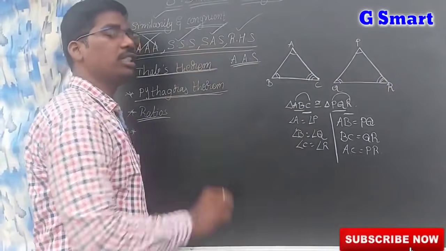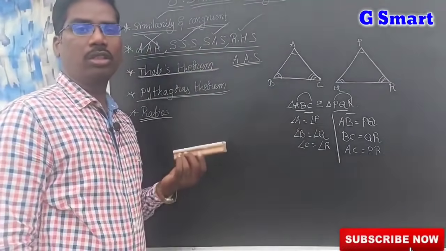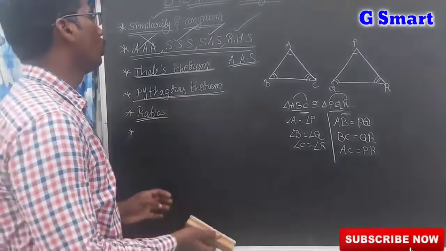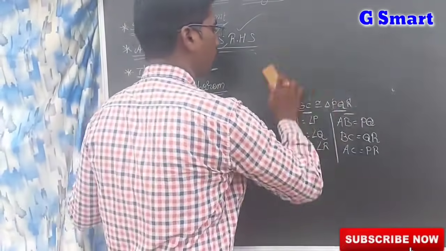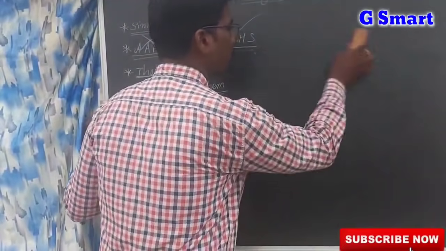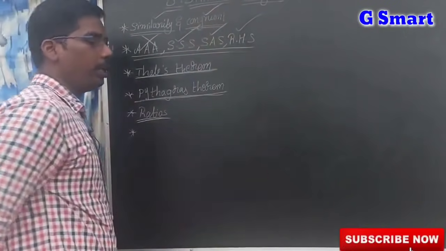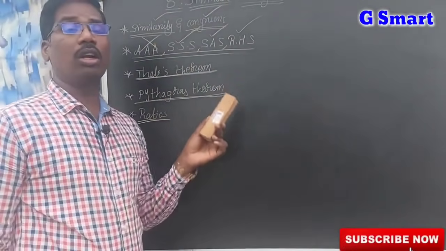About this congruency and similarity, you will definitely get one bit, so remember this one all. Now we are going to discuss Thales theorem and basic proportionality theorem, that is only called Thales theorem. So congruency is also completed. There are so many examples of similarity and congruence.